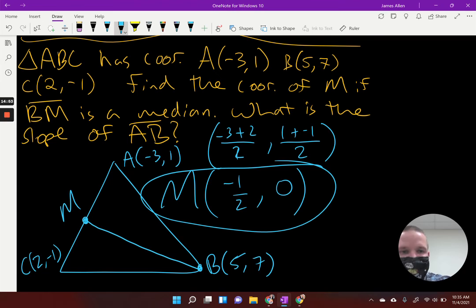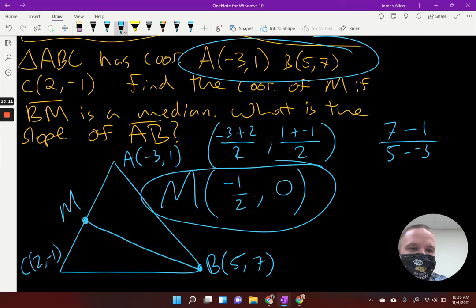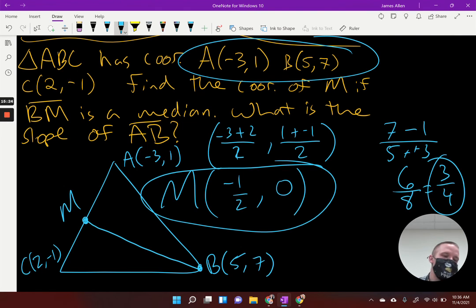Now I want my slope of AB. My slope formula is change in y over change in x. So 7 minus 1 over 5 minus negative 3. I'm using those two coordinates, right? That becomes positive, so I get 6 divided by 8. I'm going to simplify that, and my face is in the way, so I'll go to the right now. 3/4. There's my slope of AB.